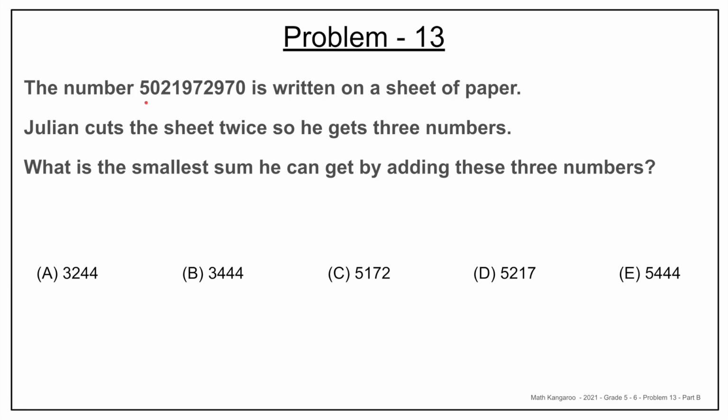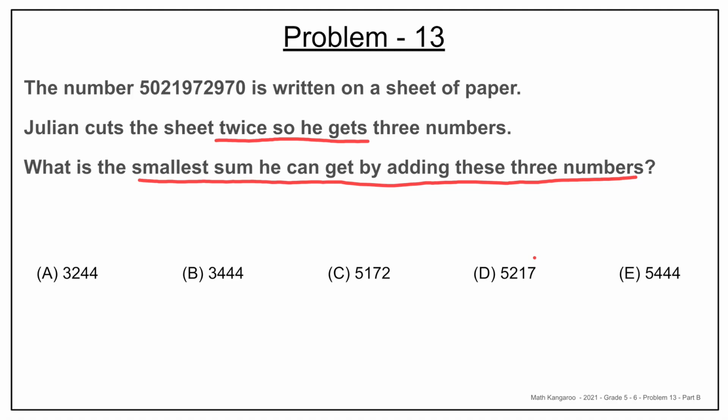Problem 13. The number 502197290 is written on a sheet of paper. Julian cuts the sheet twice so he gets 3 numbers. What is the smallest sum he can get by adding these 3 numbers? These are our options. So Julian cuts it into 3 pieces, slicing it into three smaller numbers, then he adds those three numbers. He wants the smallest total.